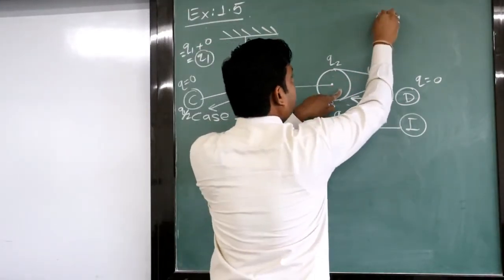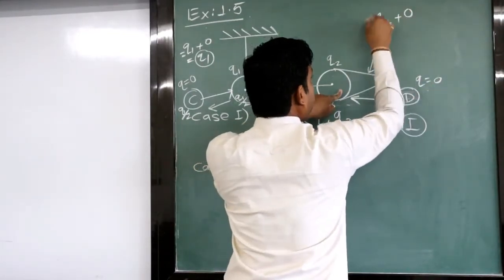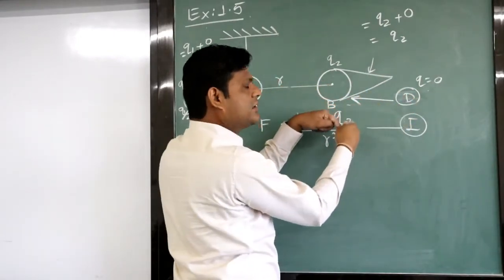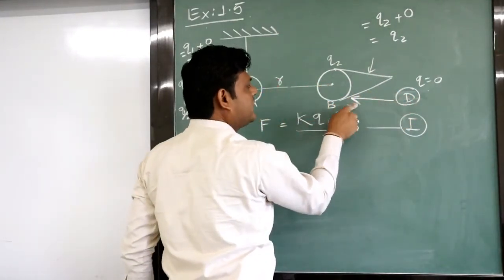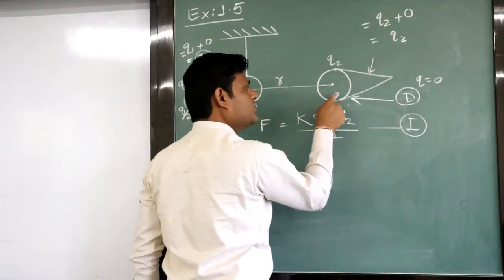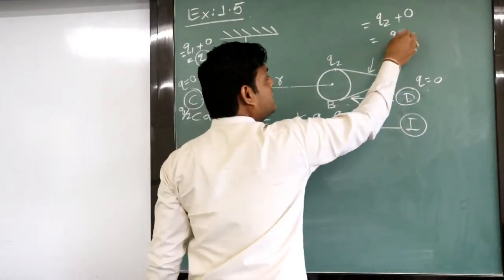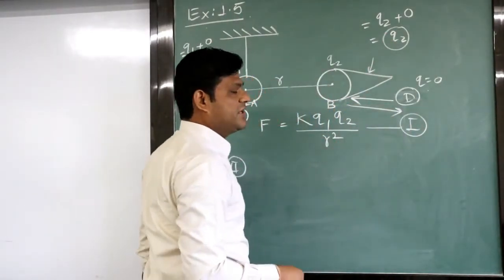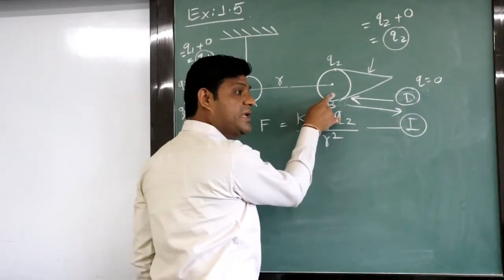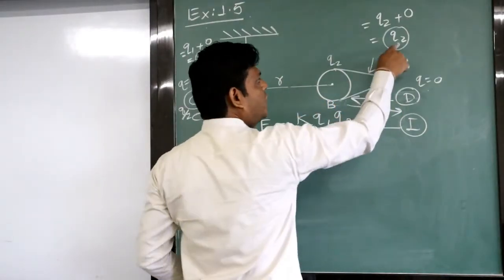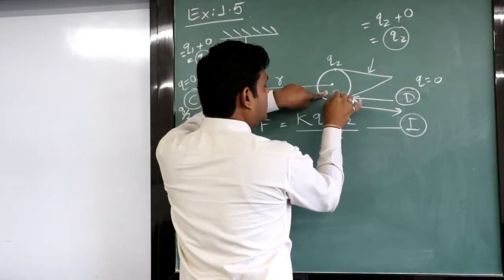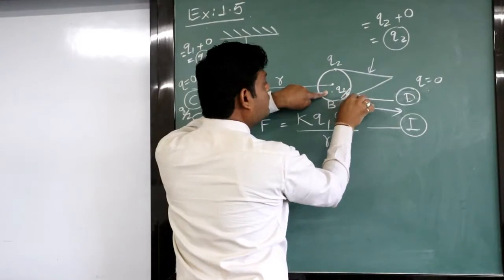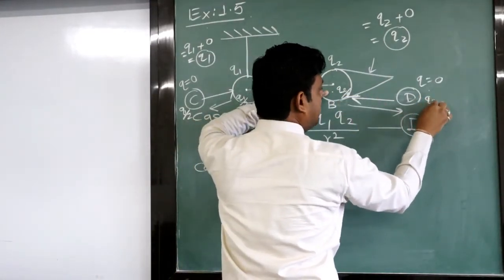System having charge, what becomes? Q2 plus 0 becomes Q2. So Q2 is the total charge at the time when the sphere D is near to the B. At that time, what is the charge on the system? Q2. After the separation, what is the charge on D and what is the charge on B? It will divide, so we will divide by 2. So after the separation, B sphere having a charge Q2 by 2 and this sphere having a charge Q2 by 2.